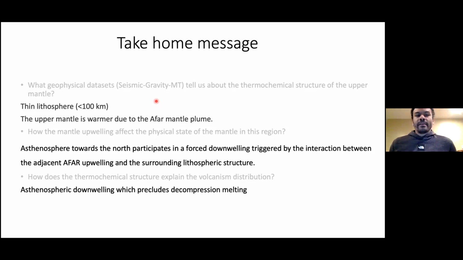Why I say it is a limited data set is because our data sets are mainly controlled to 200 kilometer depth, because we use only surface wave tomography. So if we want to better map the deeper thermal structure in the sublithosphere, we probably need to include body waves, which are more sensitive to the deeper part of the mantle.